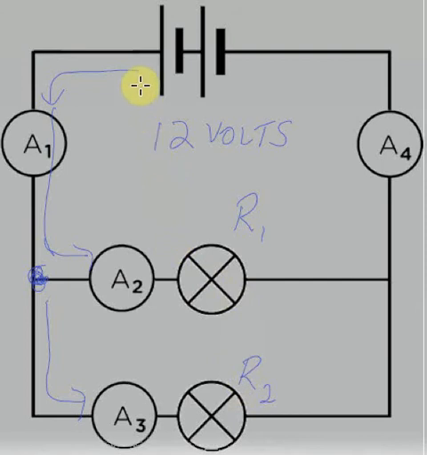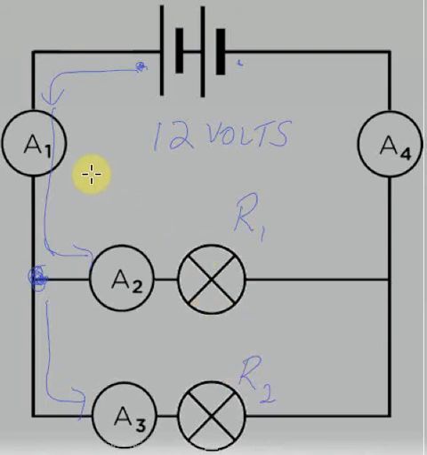In other words, if this is positive 12 volts at this point, coming back into the battery here must be 0 volts. So what that means is the drop across this resistor here, R1, must be equal to 12 volts, and this drop across R2 must also be equal to 12 volts.